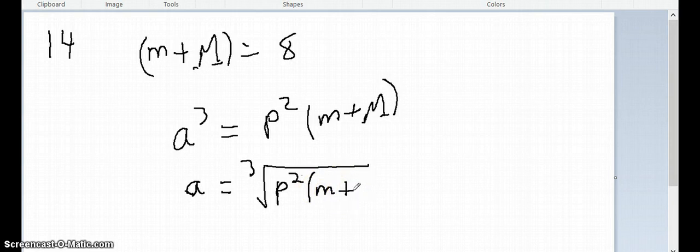All right. So this little m plus big M. That's really the equation that you're going to use, right? The semi-major axis is equal to the cube root of the combined mass times the period squared. There's the combined mass, there's the period squared. All right, so those are your hints. Make sure you try these.